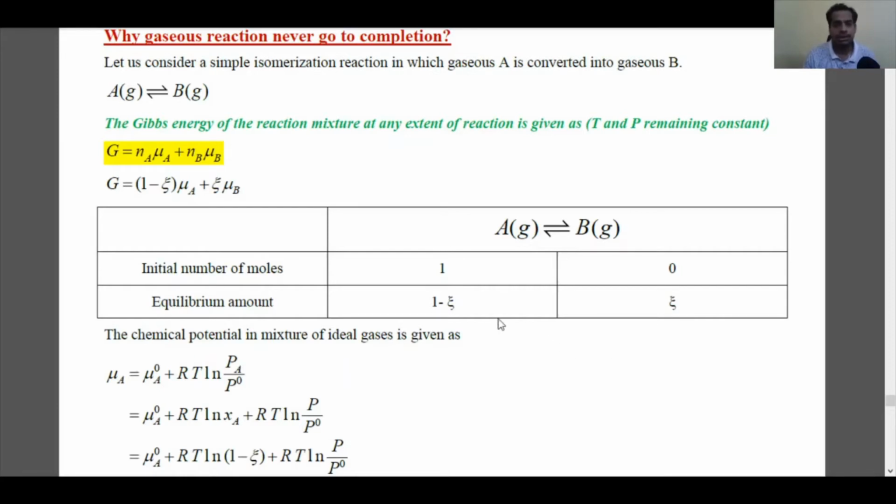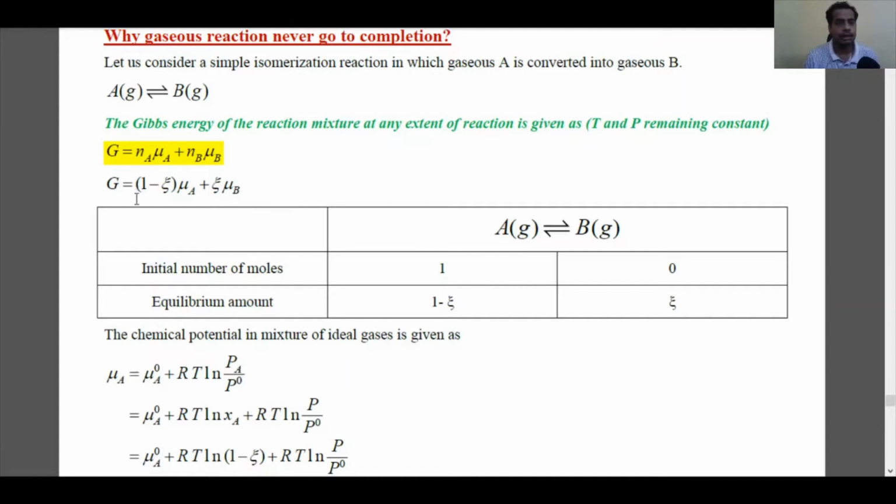So what is the mole fraction now? The number of moles of A is 1 minus xi and the number of moles of B is xi. The total number of moles will be 1, because the number of moles of reactant is 1 minus xi and the number of moles of product is xi, so 1 minus xi plus xi is equal to 1. So what will be the mole fraction of reactant? 1 minus xi by 1. Mole fraction of product will also be xi. So the number of moles and mole fraction are the same.